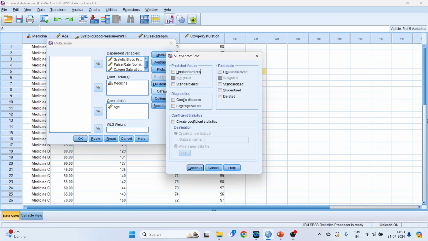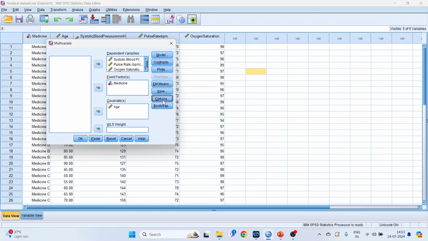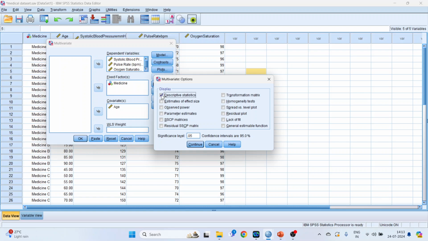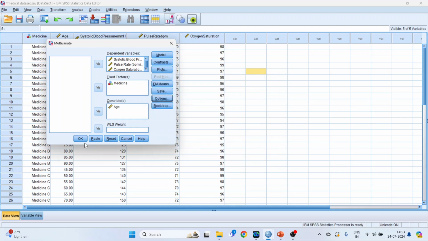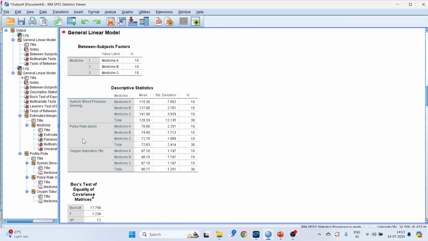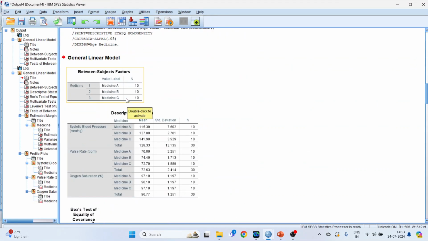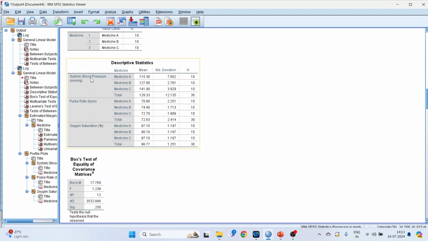Save. Nothing to do. Continue. Options. One, that is the descriptive statistics. Estimates of effect size. Homogeneity test. Continue. Click OK. And now you got the result. You can see in medicine A 10 patients, B 10 patients, C 10 patients. Systolic blood pressure, medicine A, B, C, their mean. Pulse rate, A, B, C, their mean. Oxygen saturation, A, B, C, their mean.